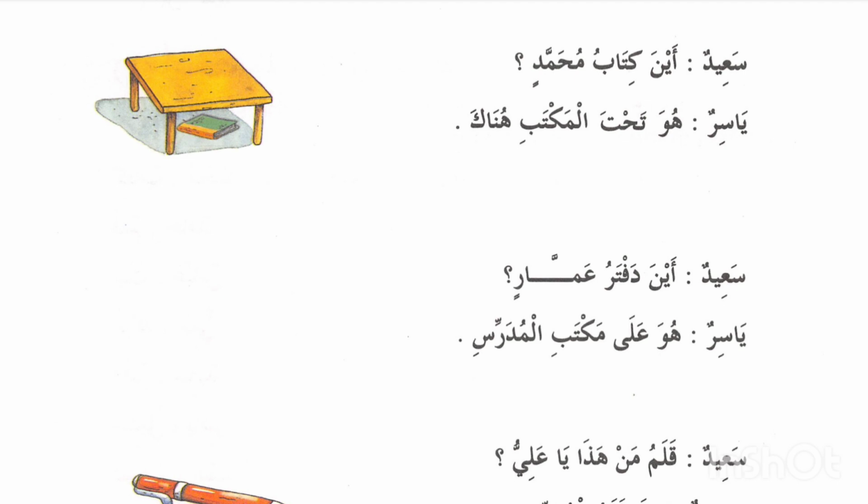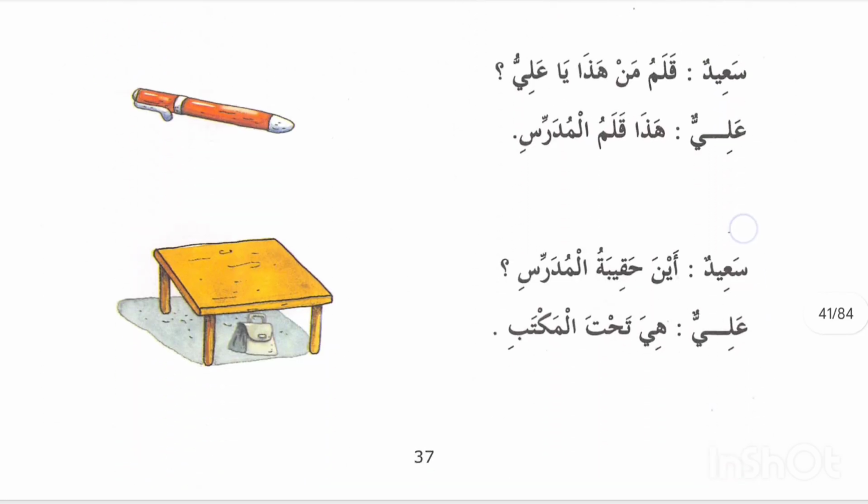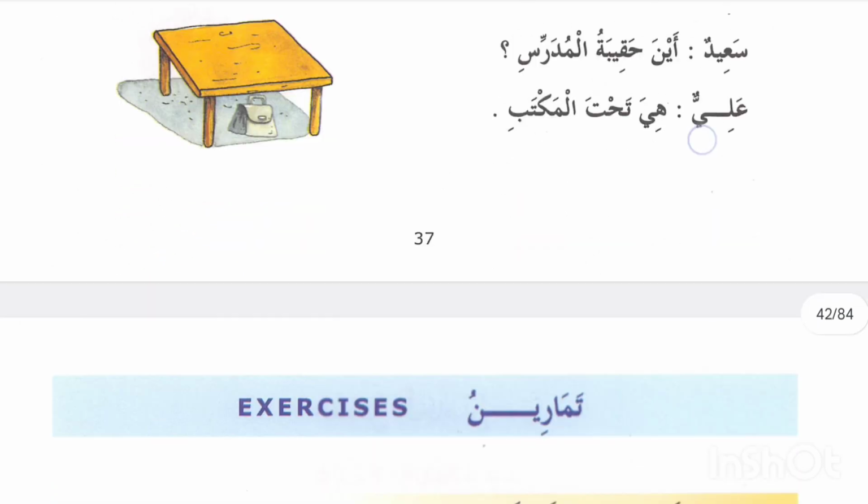سعيد: أين دفتر عمار? Where is Ammar's notebook? ياسر: هو على مكتب المدرس. It is on the teacher's table. سعيد: قلم من هذا يا علي? Whose pen is this, Ali? علي: هذا قلم المدرس. This is the teacher's pen. سعيد: أين حقيبة المدرس? Where is the teacher's bag? علي: هي تحت المكتب. It is under the table.